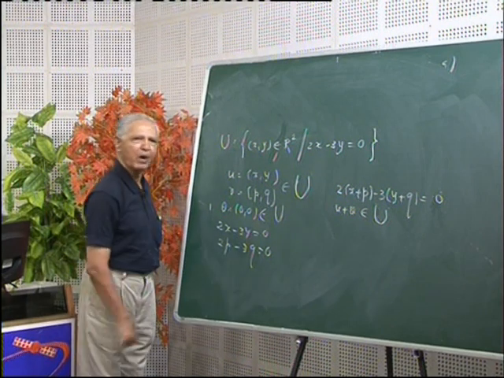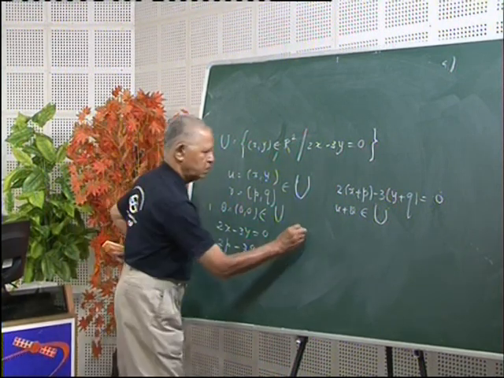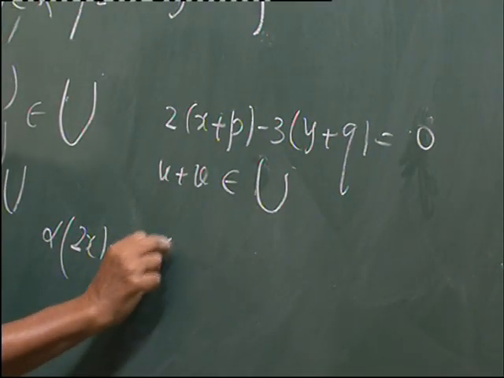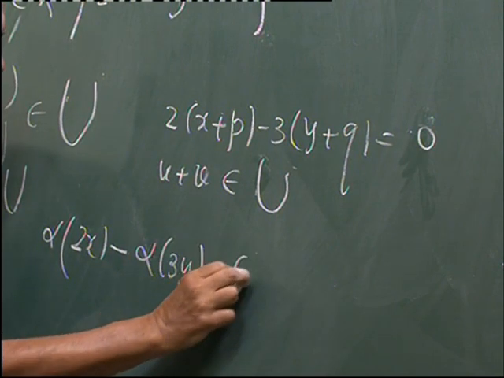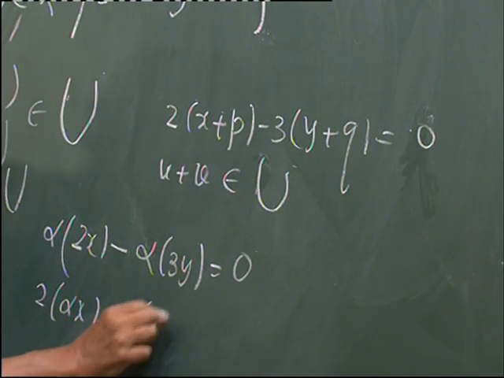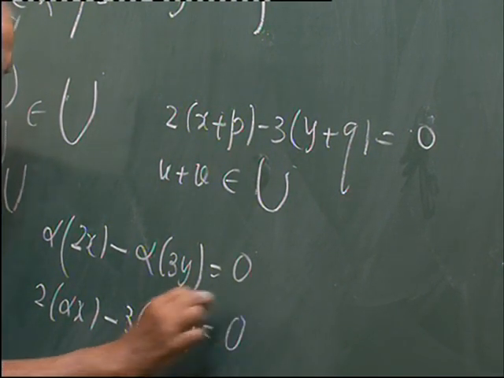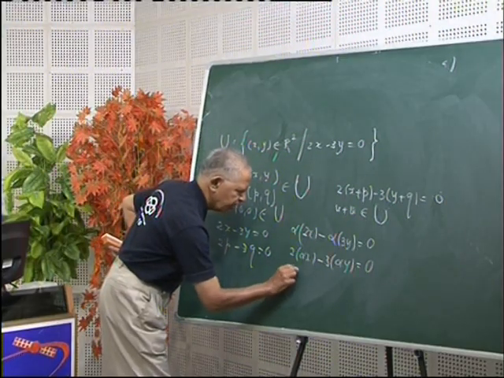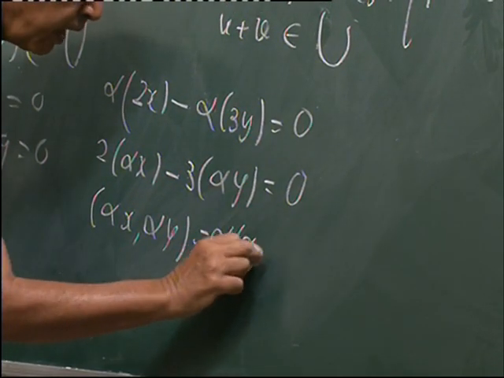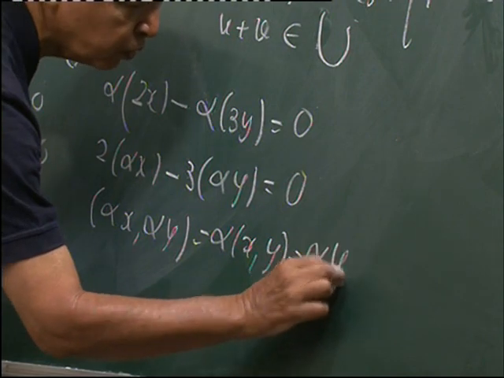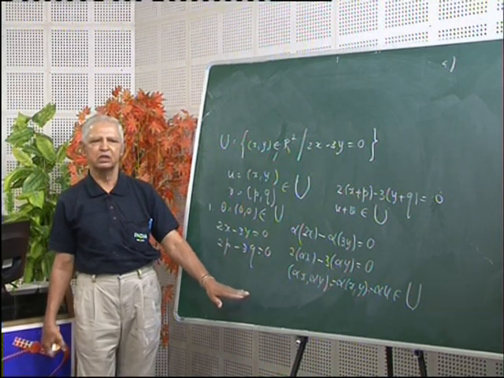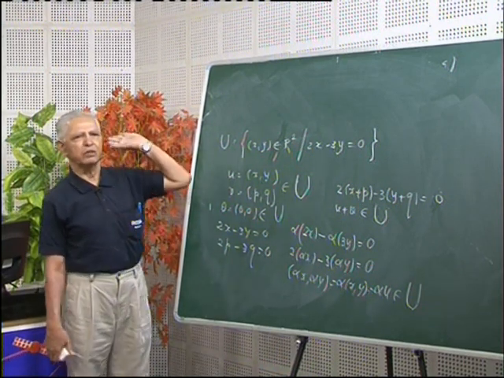Multiply this equation by alpha, then what we get? 2 alpha x minus 3 alpha y is equal to 0. That means 2 into alpha x minus 3 into alpha y is equal to 0, and that implies that the vector (alpha x, alpha y) is equal to alpha (x, y), and that is equal to alpha u, also belongs to U. So, both the conditions of our second theorem are satisfied, and so U becomes a subspace.